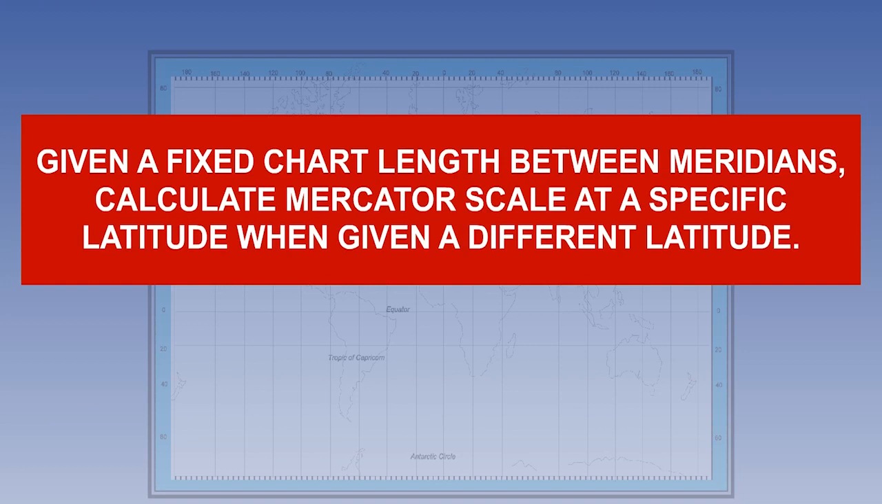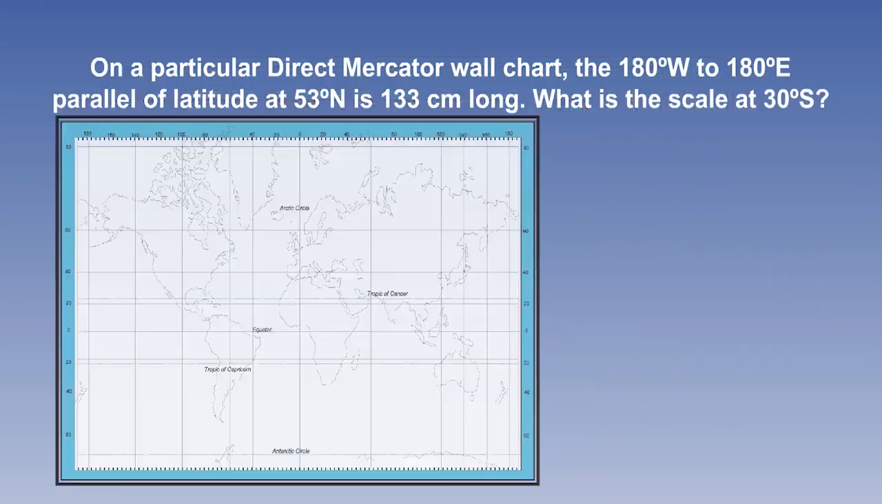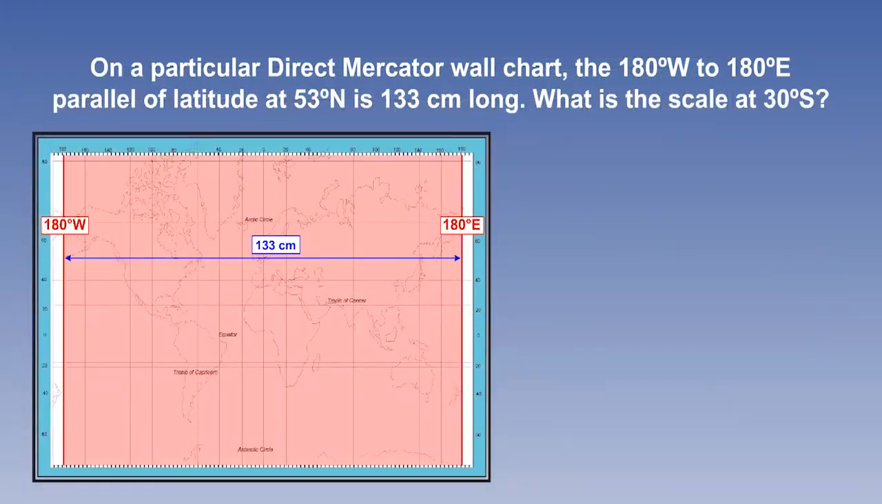There is a variation on the previous type of exercise, which appears to be more complex, but in fact is just as simple. As before, let's look at an example. On a particular direct Mercator wall chart, the distance between 180 degrees west and 180 degrees east meridians is 133 centimeters at 53 north. What is the scale of the chart at 30 south?